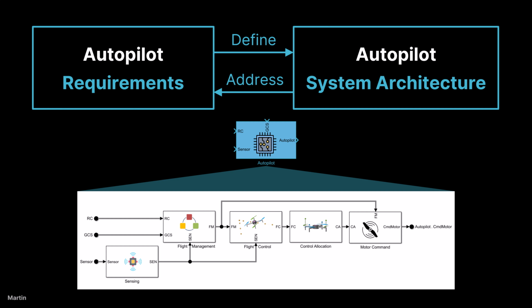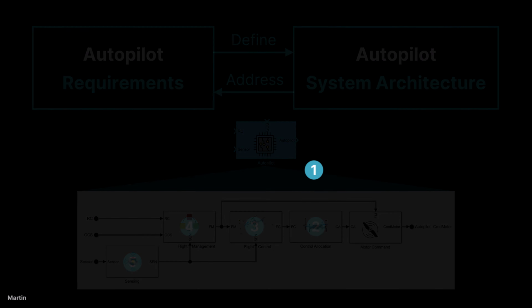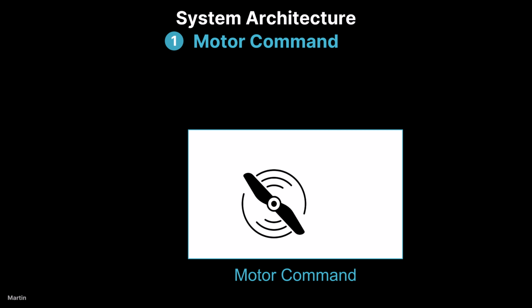In this session, we will examine the system architecture in detail, covering the motor command module, control allocation, flight control laws, flight management, and sensing. Additionally, we will discuss their input and output interfaces. Let's get started with the motor command subsystem.